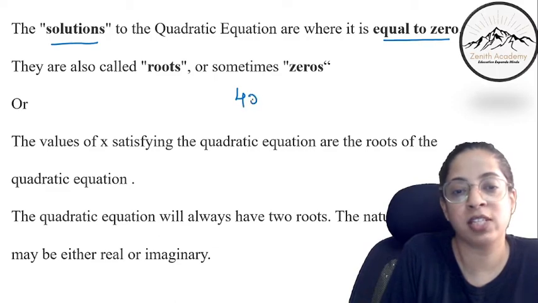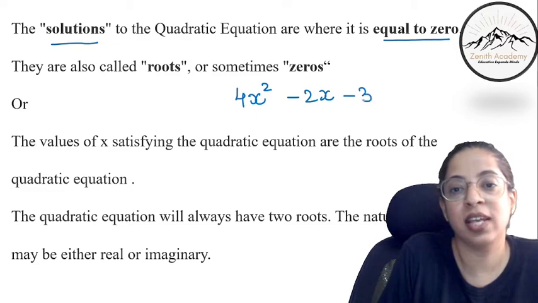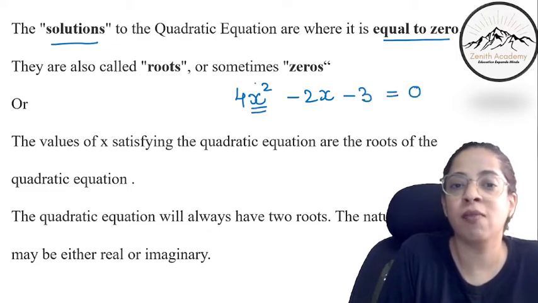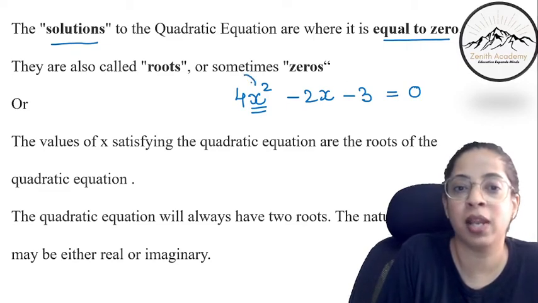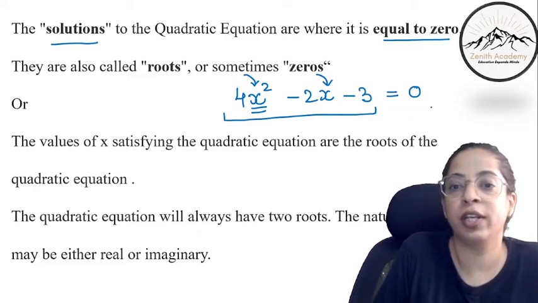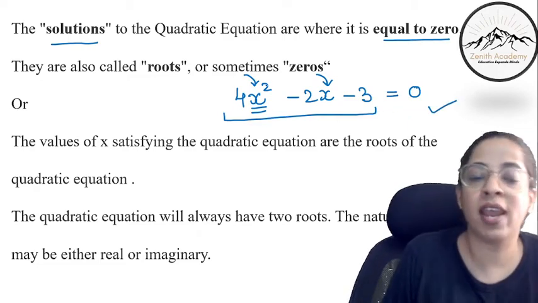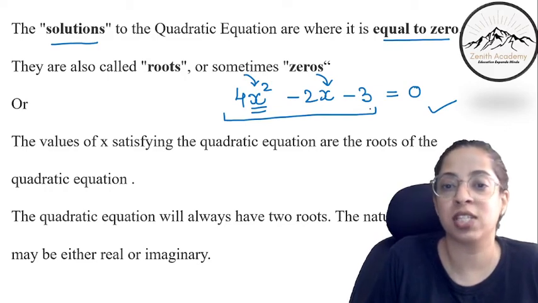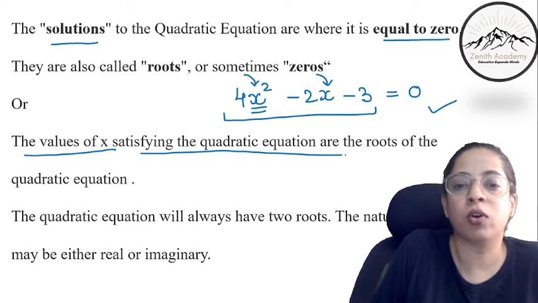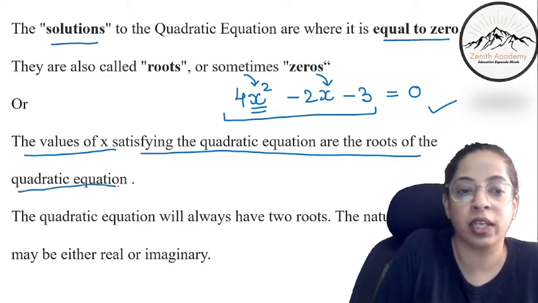देखो, अगर I have this equation 4x square minus 2x minus 3 is equal to 0, then here I will put some value of x. For example, if I put a 2, that value of x by which we get 0 on the left hand side also, if this is equated to 0, that means that value of x is the root or the zero of this equation. So the values of x satisfying the quadratic equation are the roots of the quadratic equation.